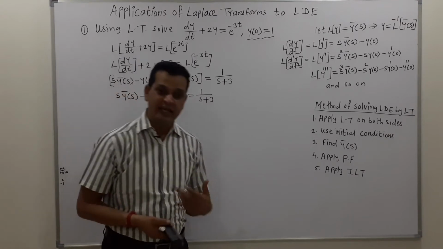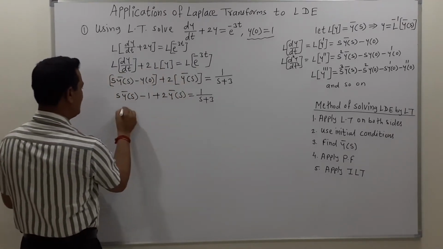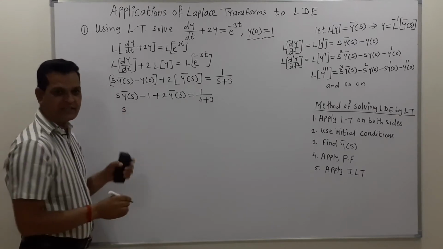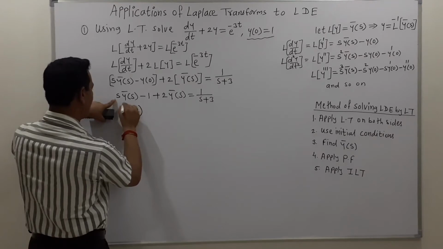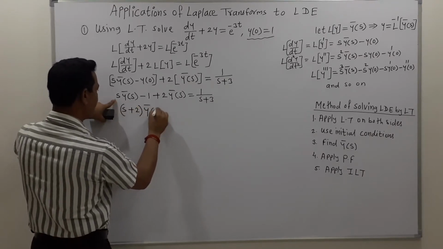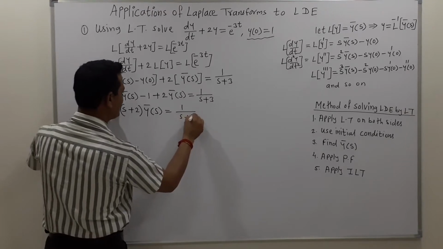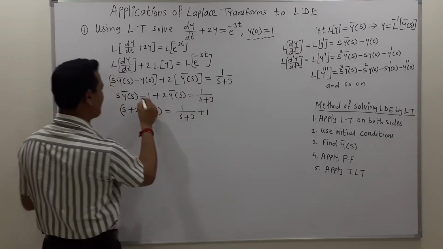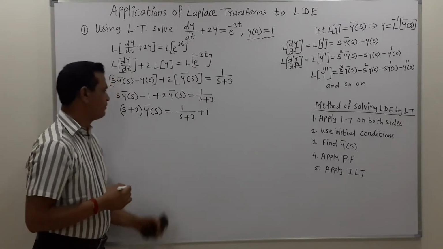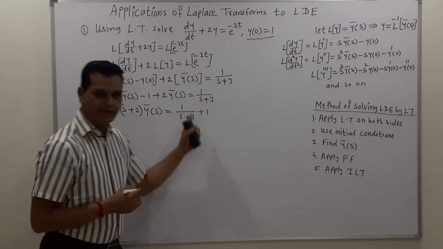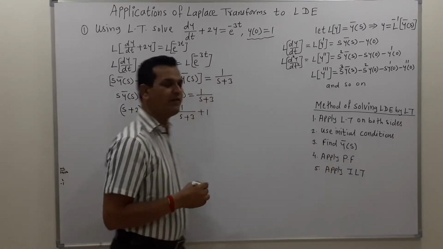Now the third thing is to find the value of y bar of s, so after rearranging the equation, if we take y bar of s common, then the coefficients of y bar of s are s and 2. We can write this as s plus 2 into y bar of s is equal to 1 upon s plus 3 plus 1. After taking this minus 1 to the right side, we get this as plus 1. So in this way, we get this equation.